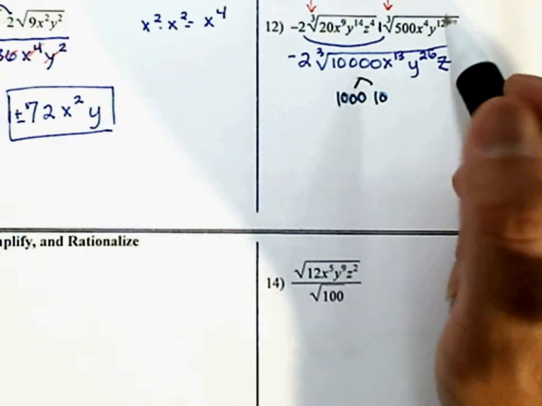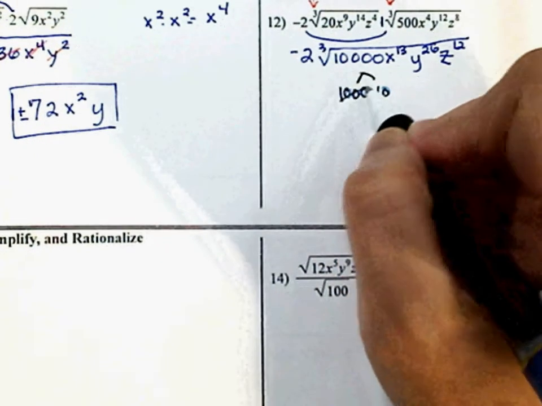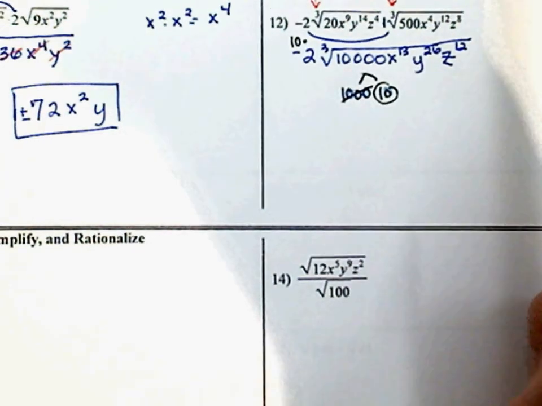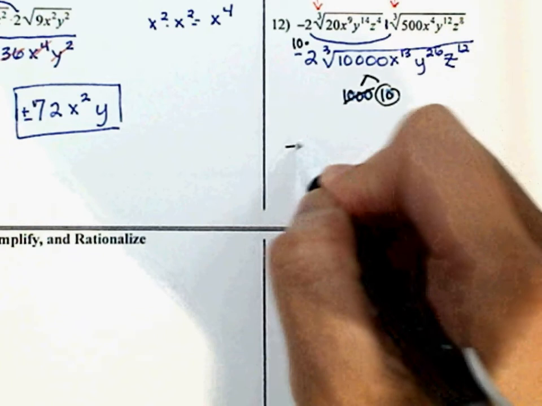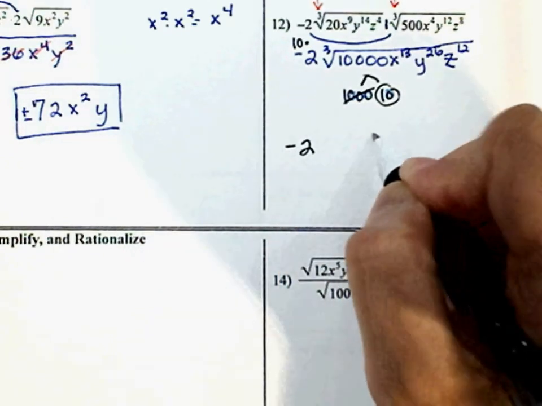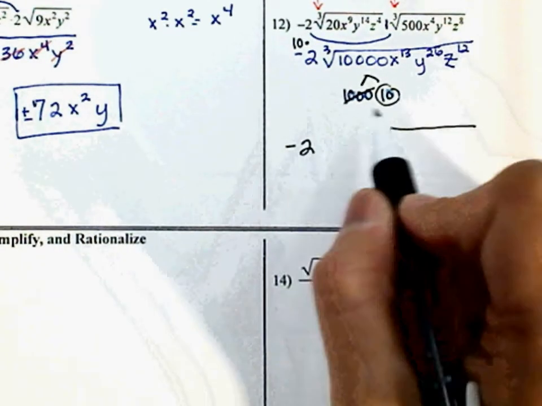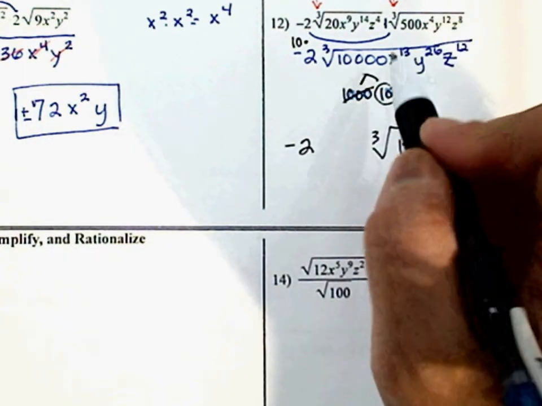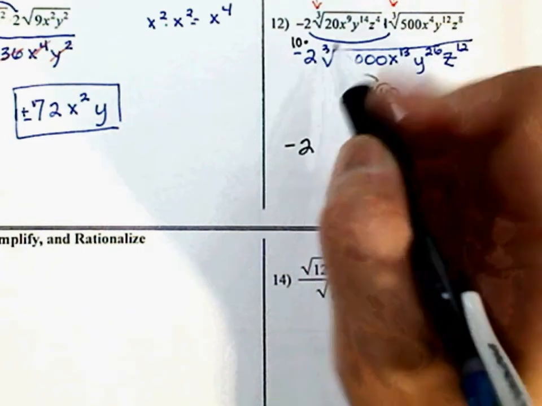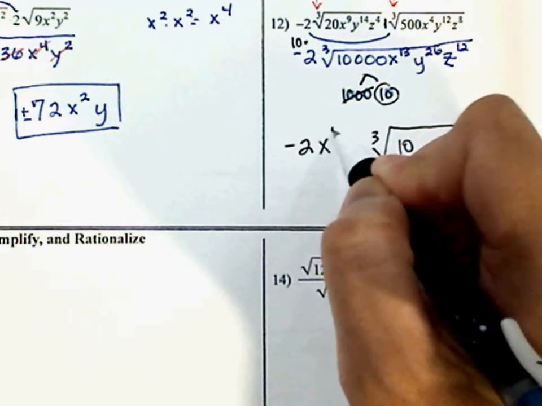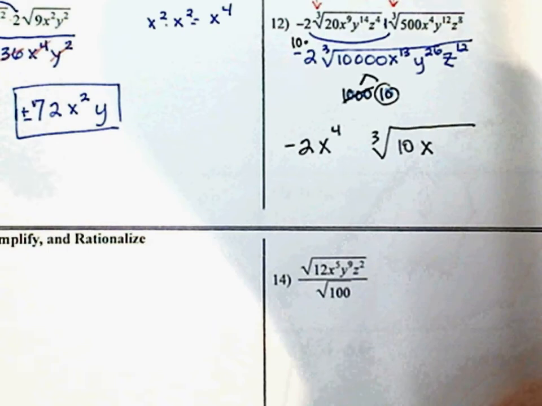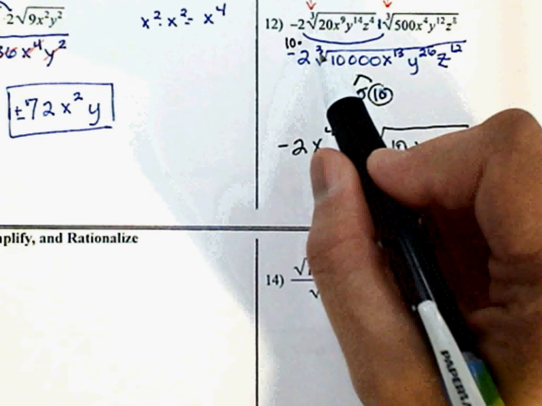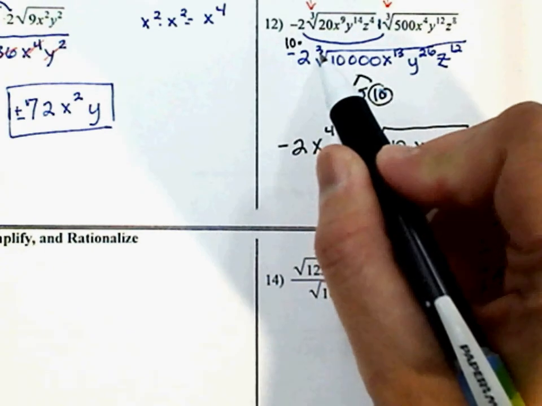Now you can start to simplify. What's a cube root of 1,000? 10, with a 10 left over. 10 times negative 2 is negative 20. Leave yourself some space. Write your cube root. 10 is left over. Take a look at your x. What is 13 divided by 3? 4 with 1 left over. You guys see that right there? 13 divided by 3 is 4. 4 times 3 is 12. Subtract that from 13, that leaves you 1.